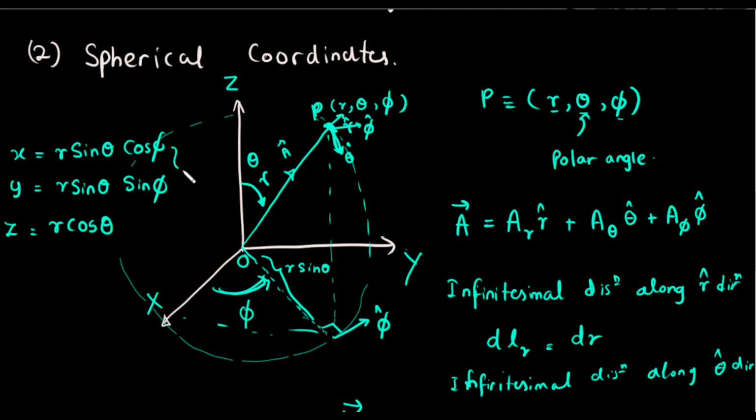So this can be considered as the relationship between the spherical coordinates and the Cartesian coordinate system. Next, and the final coordinate system that we have to talk about, is the cylindrical polar coordinate system. So right now I'm going to do that.